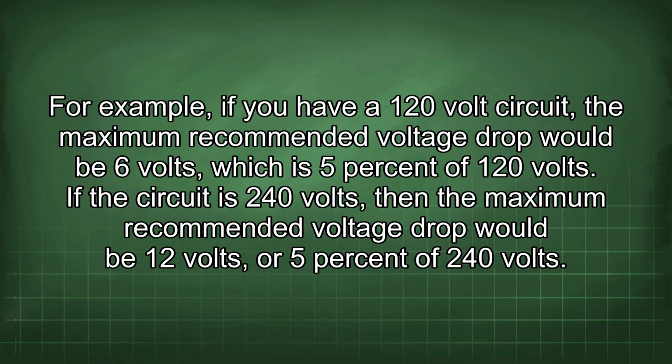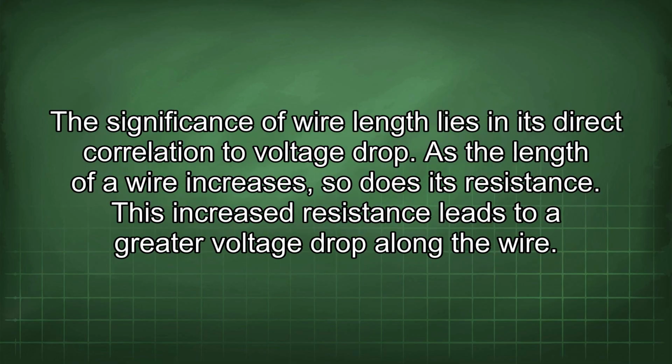For example, if you have a 120-volt circuit, the maximum recommended voltage drop would be 6 volts, which is 5% of 120 volts. If the circuit is 240 volts, then the maximum recommended voltage drop would be 12 volts, or 5% of 240 volts. The significance of wire length lies in its direct correlation to voltage drop. As the length of a wire increases, so does its resistance. This increased resistance leads to a greater voltage drop along the wire.